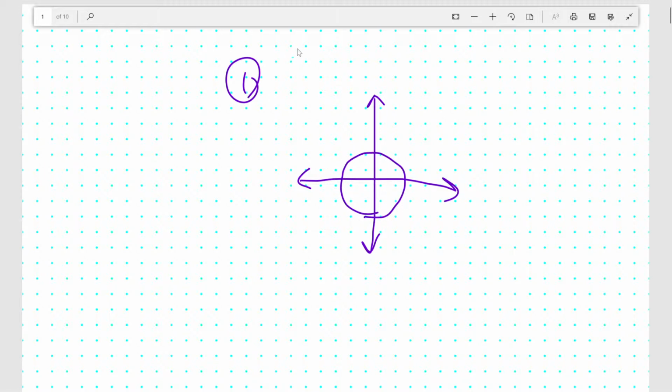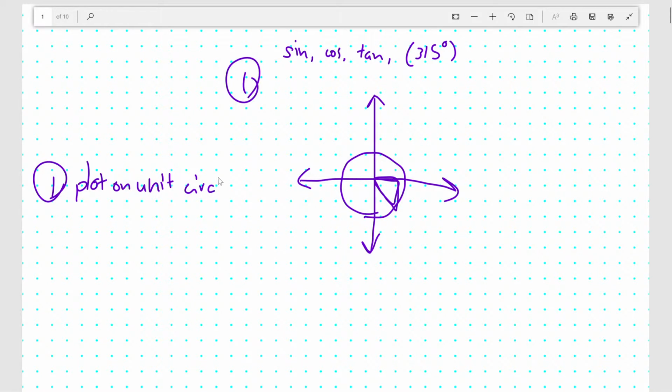For example, we're going to try and find the sine, cosine, and tangent of 315 degrees. So we know theta is going to be 315 degrees, which is going to be 45 degrees away from the starting point if you were rotating clockwise, and so the line would be here, and you would get a triangle like this. So first, plot on unit circle. And I know this may be very familiar to you, some of you who have watched my videos before, but this is a review circle to reinforce the points.